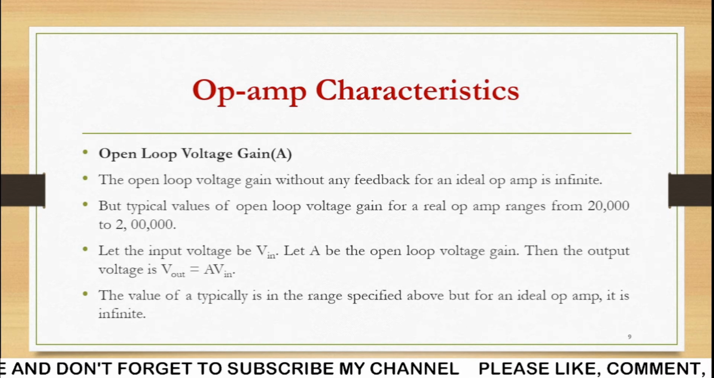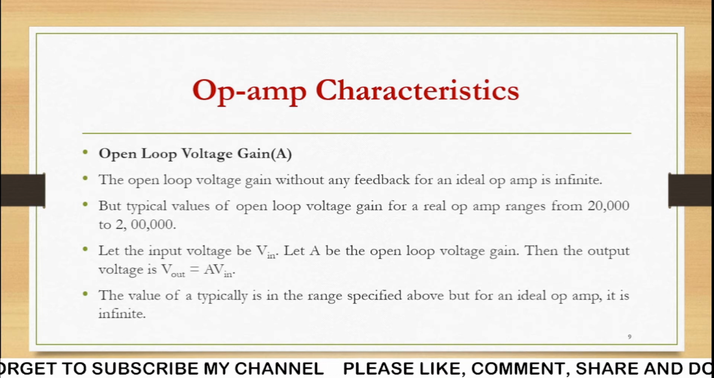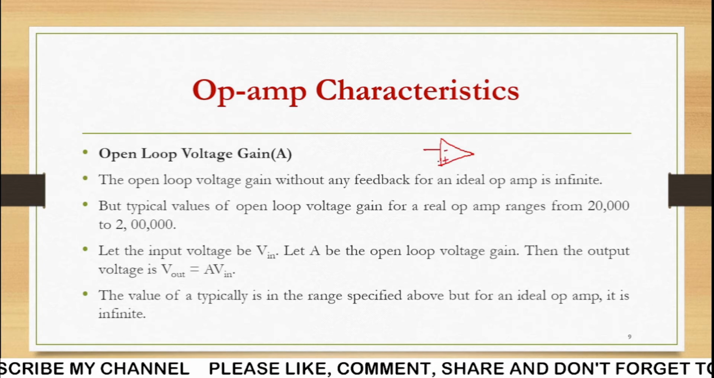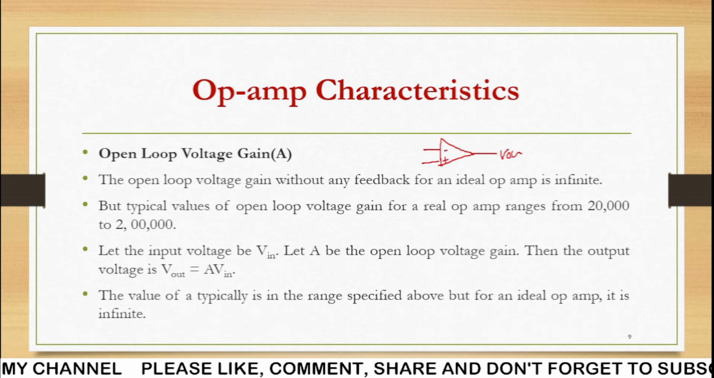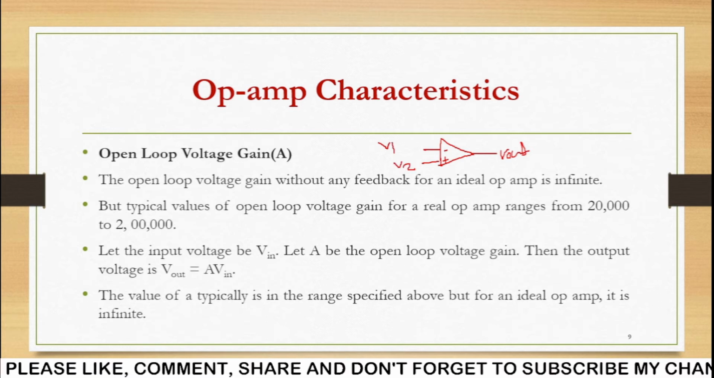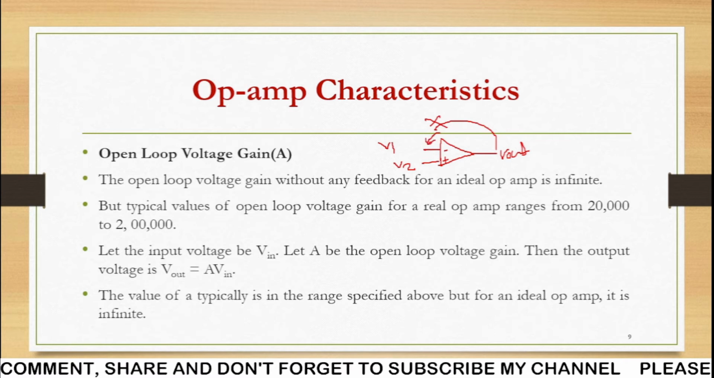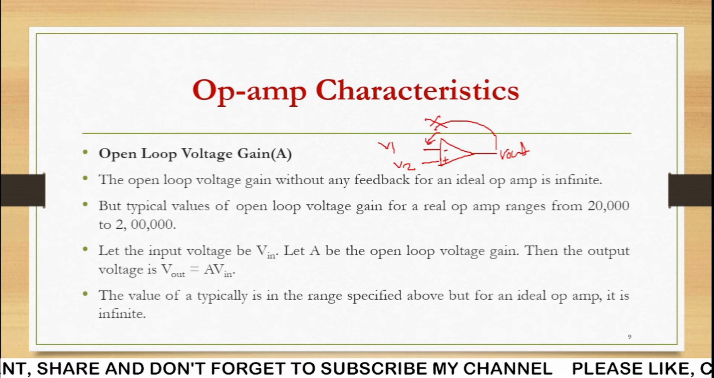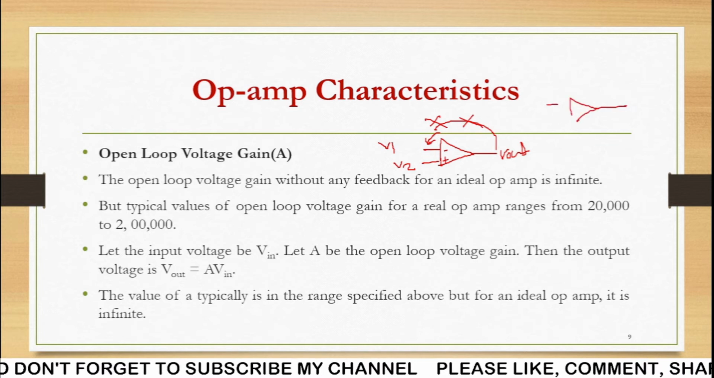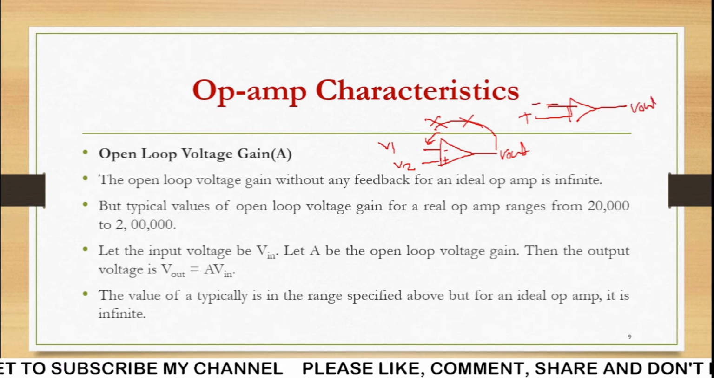Op amp characteristics. The first characteristic is open loop voltage gain A. The open loop voltage gain without any feedback for an ideal op amp is infinite. If we use an operational amplifier where V1 and V2 are the two inputs and V out is the output, and no feedback is connected to the input, it is called open loop. In that case, if we measure the open loop gain, we get infinite gain.